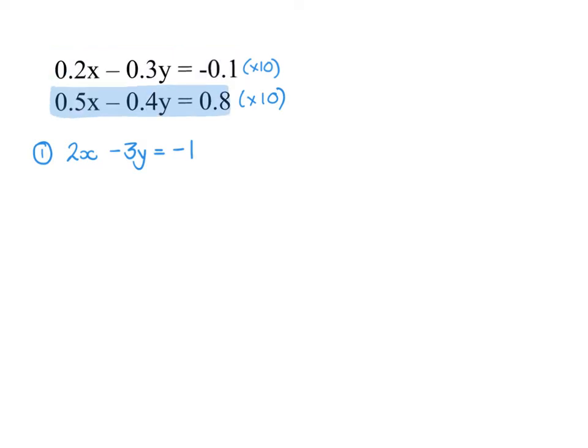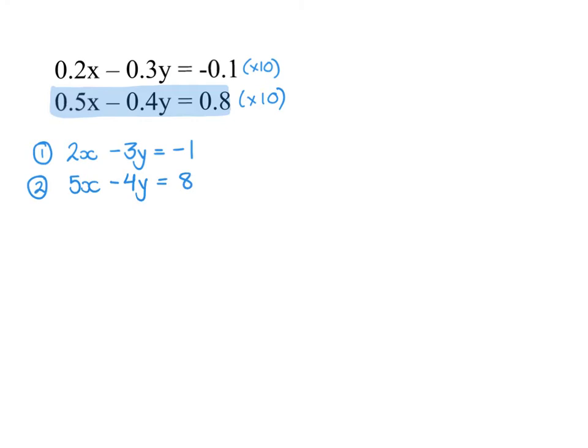Isn't that much better? Okay, moving on to the second equation. So let's multiply that all by 10. So equation number 2, 0.5x times 10 is 5x. Negative 0.4y times 10 is negative 4y. And 0.8 times 10 is just 8. Okay, this is something we can work with.